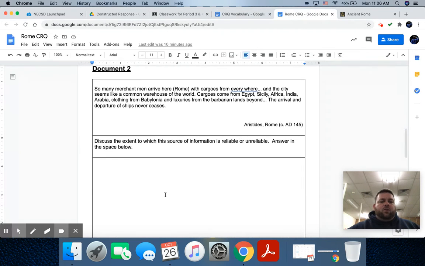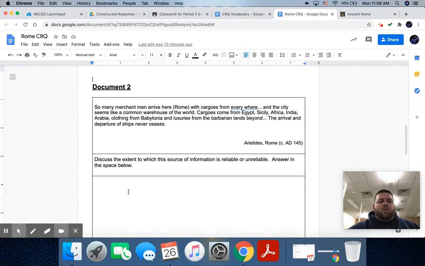But in general, you're basically just talking about what makes this source reliable or unreliable. And you can see the time and the place. Okay, those are hints. So take that into consideration when answering this question, right? Basically, we're just talking about whether or not we think this is a believable source. Okay, so that's kind of what you're after.